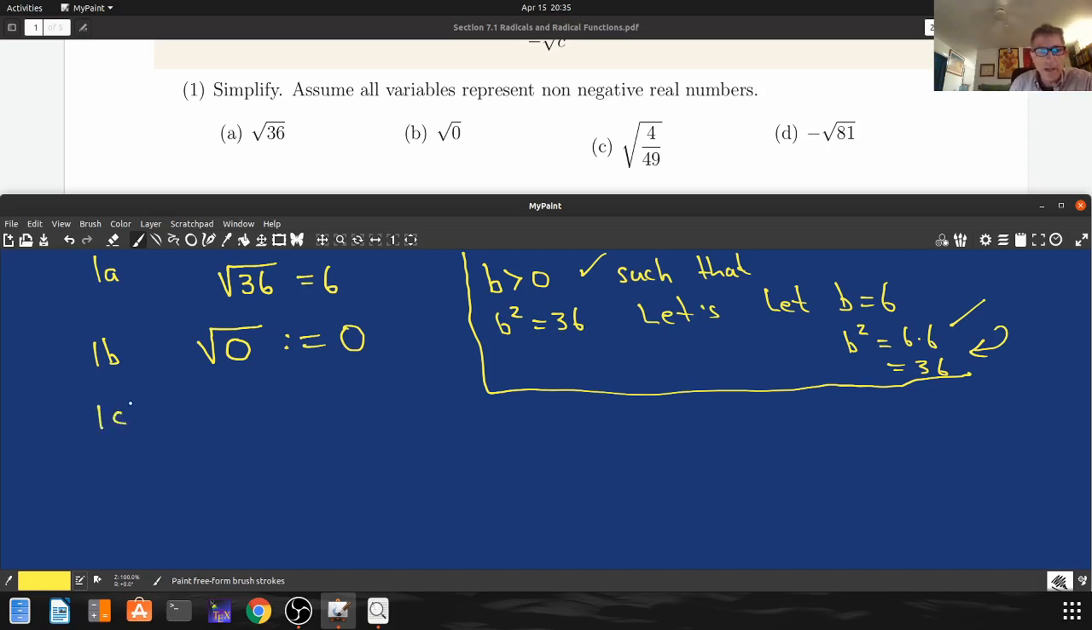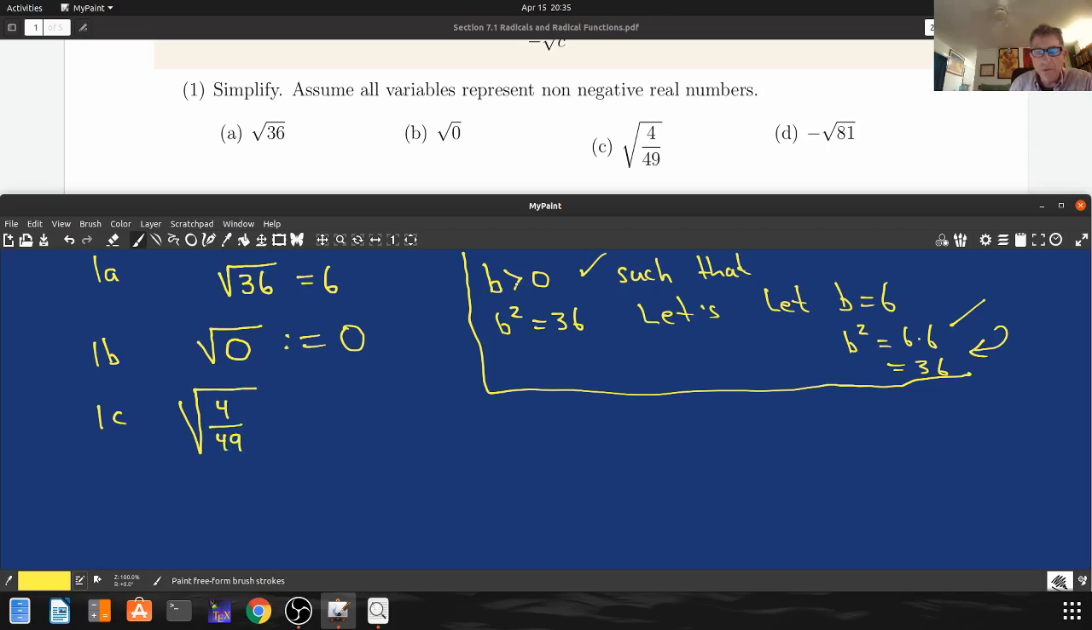That's the only real number that has a square root such that the positive and negative root are the same, and that's 0. So let's look at the square root of 4 over 49.